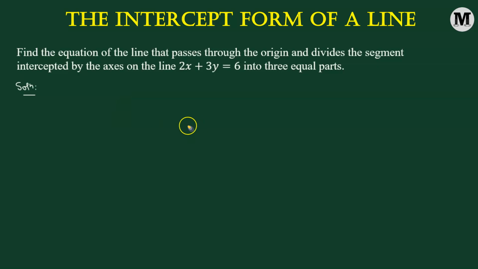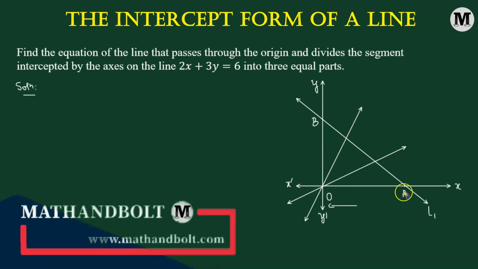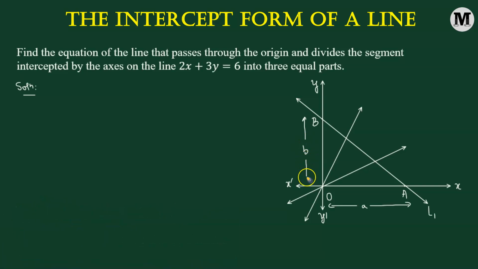For this, we're going to consider the xy coordinate plane. Let us suppose we have the line L1, and this line L1 intersects the x-axis at the point A, and it intersects the y-axis at the point B. Clearly OA is the x-intercept of the line, which we denote by the letter A, and OB, the distance of the point B from the origin, is denoted by the letter B, which is the y-intercept of the line.